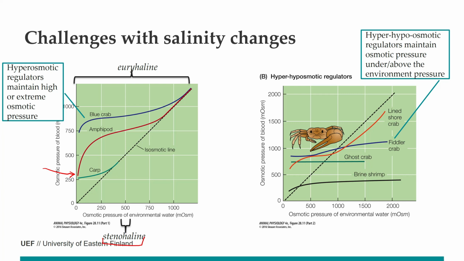Then the other way is that we can have animals with hypoosmotic regulation. Like the ghost crab, it tries to keep the osmotic pressure constant all the time. Like this fiddler crab, it's changing, but only slightly, etc. So they are regulating the osmotic pressure, trying to keep it down in a high osmotic environment and trying to keep it up in a low osmotic pressure environment.